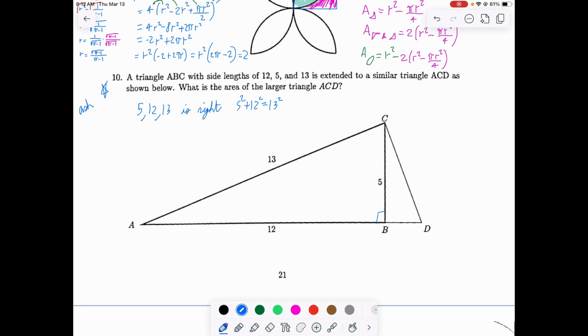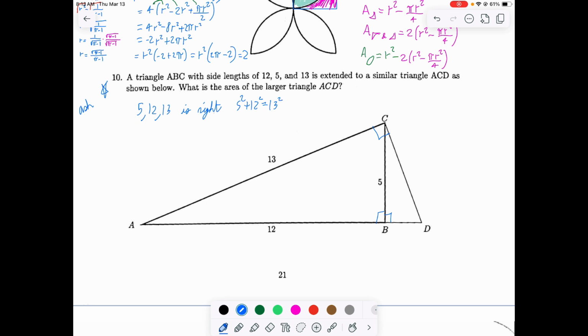So this is a right angle here. We know that that's a right triangle. Since the large triangle is similar, we know that this is a right angle. And then since the small triangle is also located here, we know that that also has to be a right triangle. Awesome. Well, how would we go ahead and find the area of the large triangle?